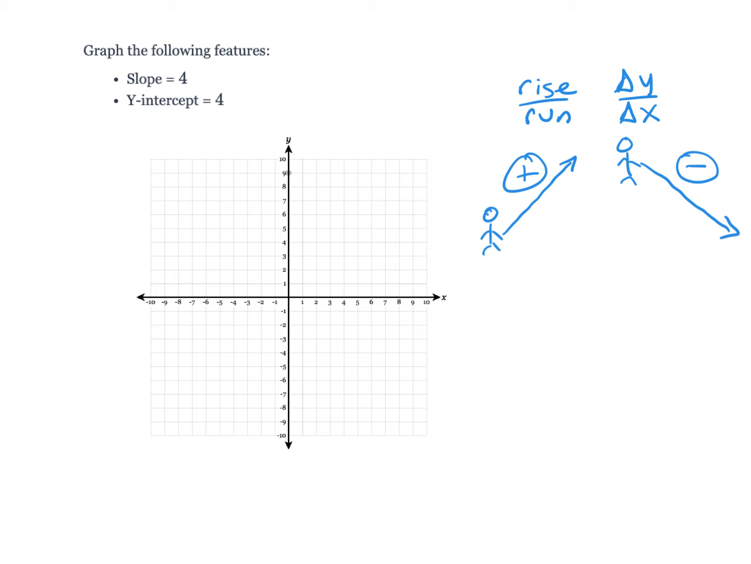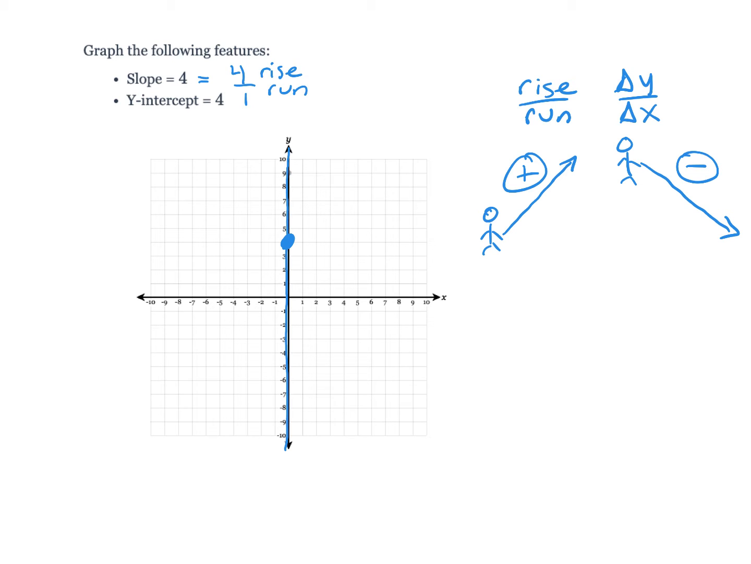So notice that this says a slope of 4. That means it's positive. 4 is the same as 4 over 1 for the purposes of our slope because it's rise over run. This week, we learned something called the y-intercept. Intercept means where it crosses. So the y-intercept would be on the y-axis, and it crosses at 4. So that is your actual starting point of the line.